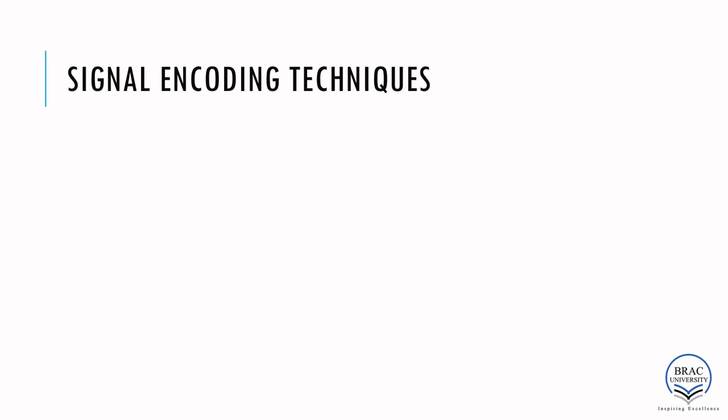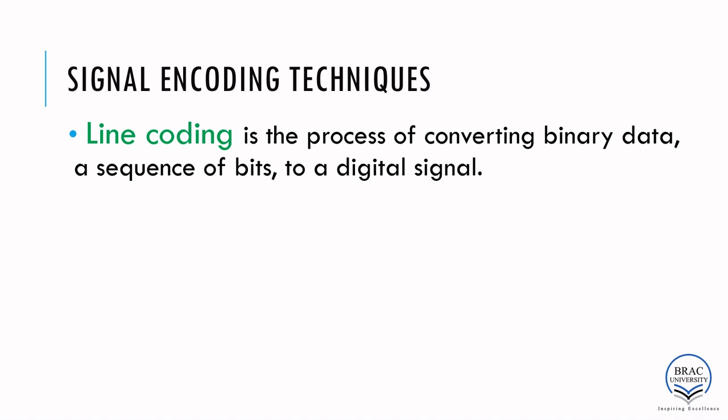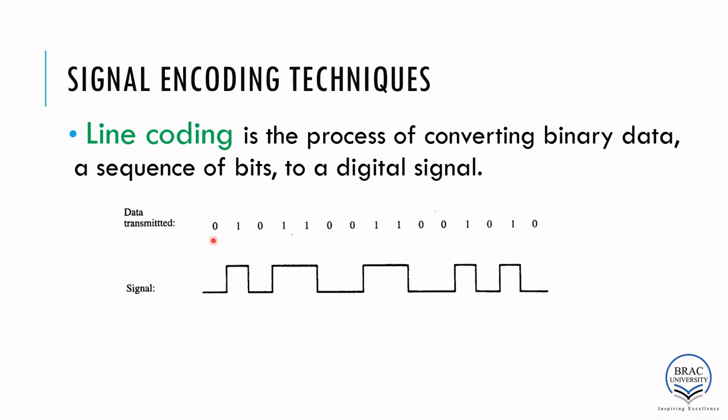The process of converting binary data, which is a sequence of bits, to a digital signal is called line coding. Whenever you have a sequence of bits and you're trying to convert these bits into their corresponding digital signal, the process itself is known as line coding. There are multiple different line coding schemes, which we will be getting into shortly. Now, these line coding schemes have some advantages and disadvantages.